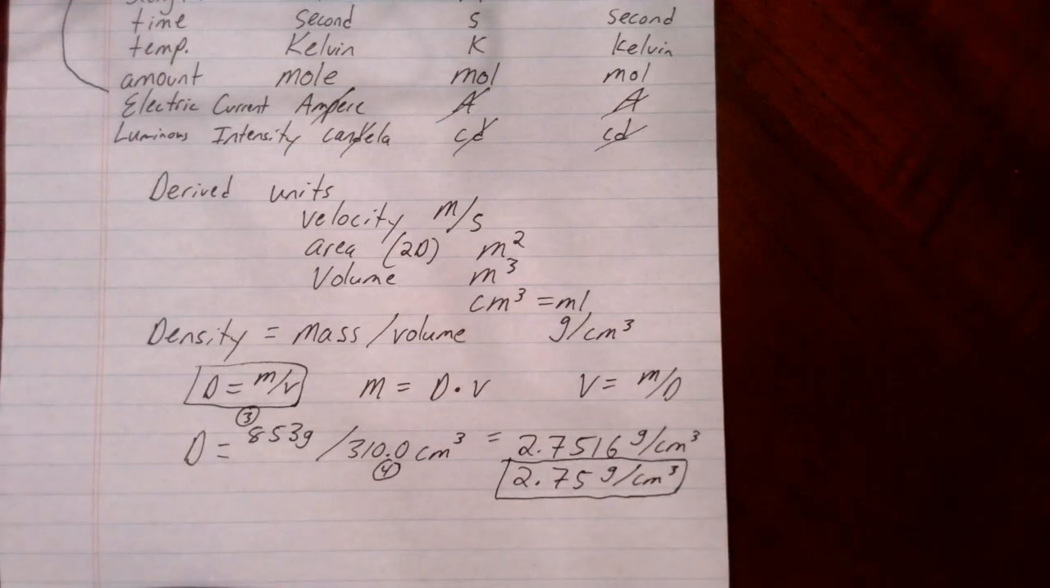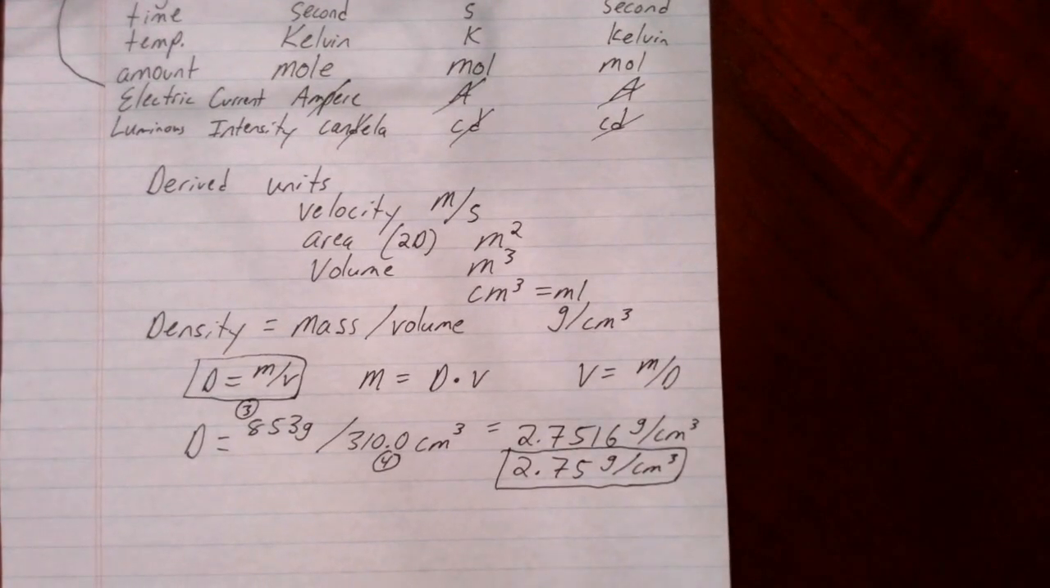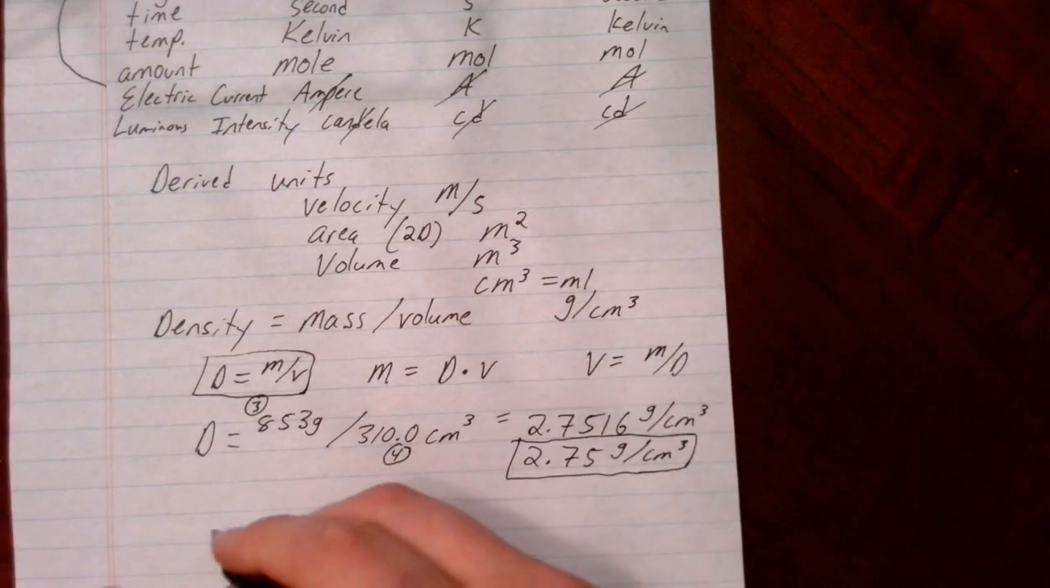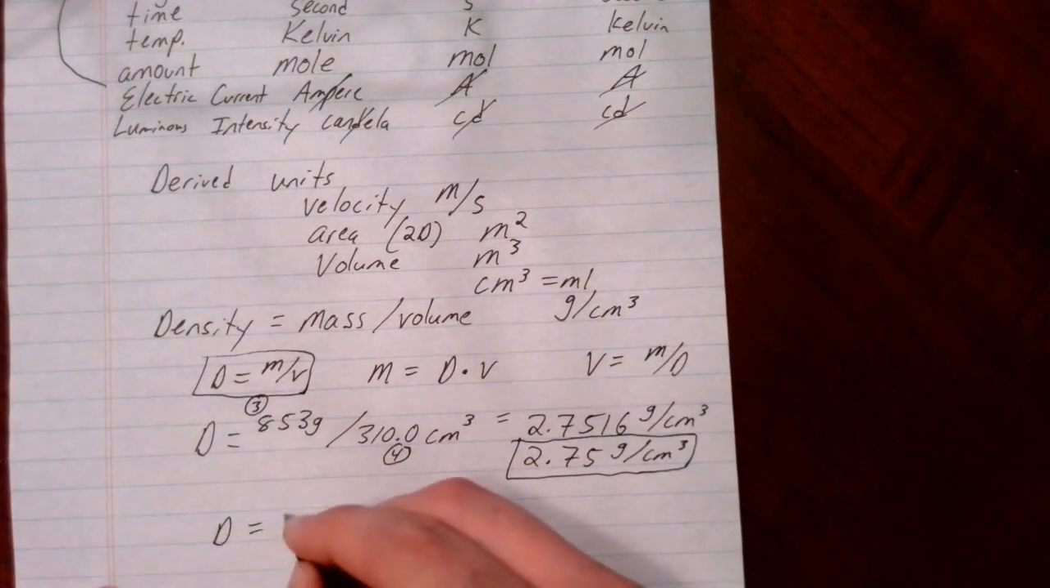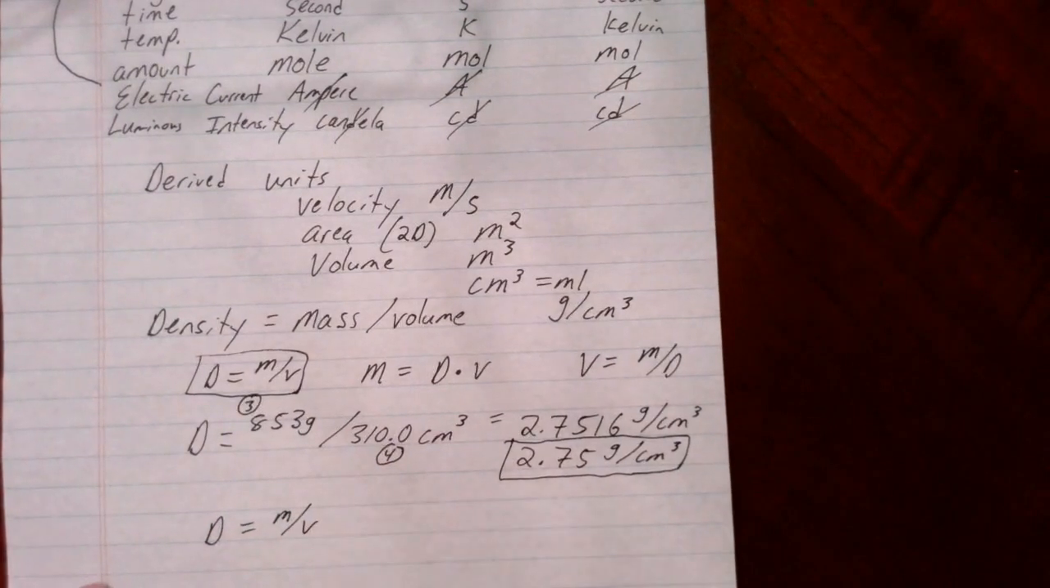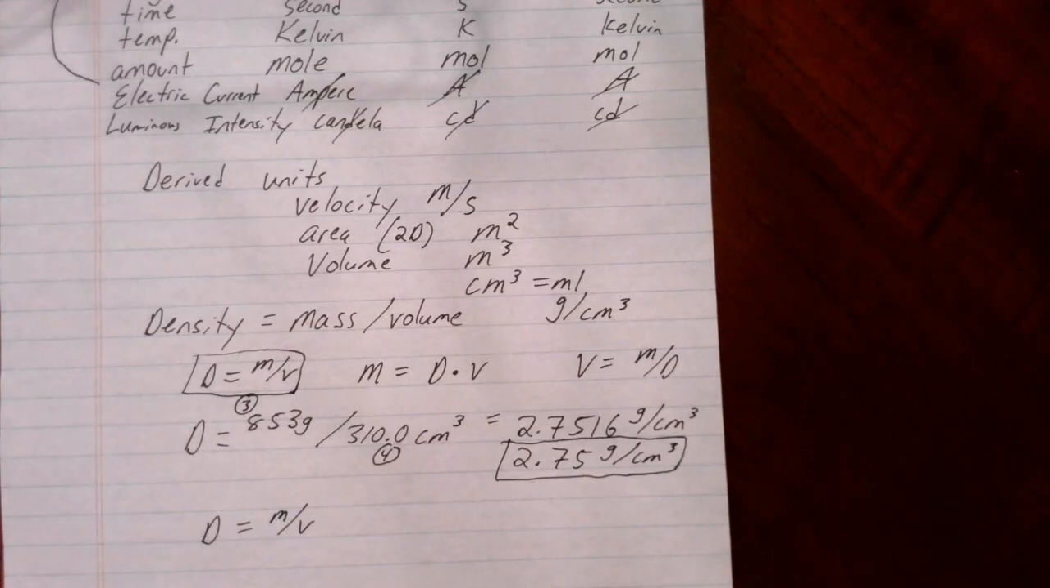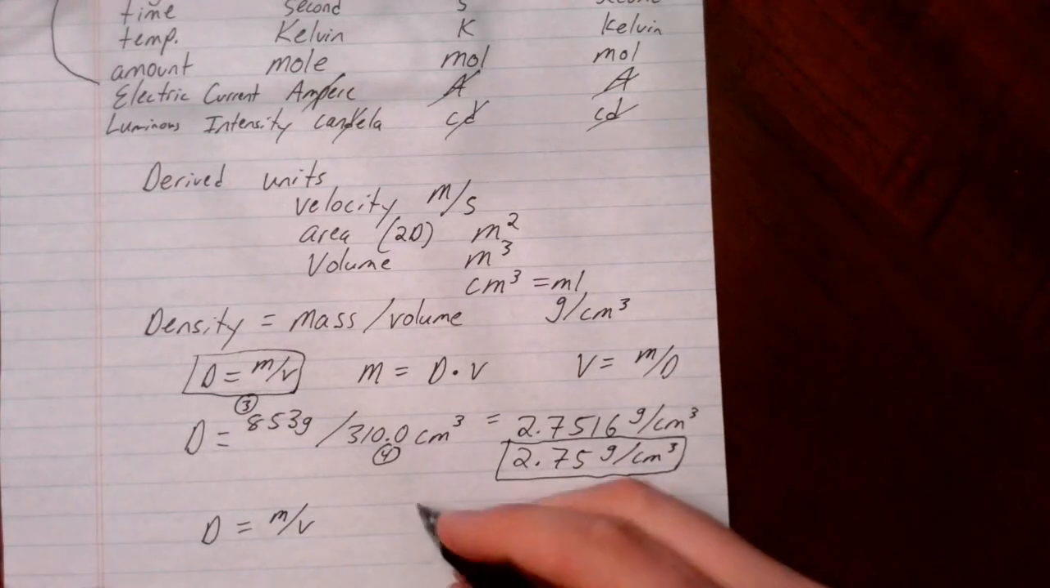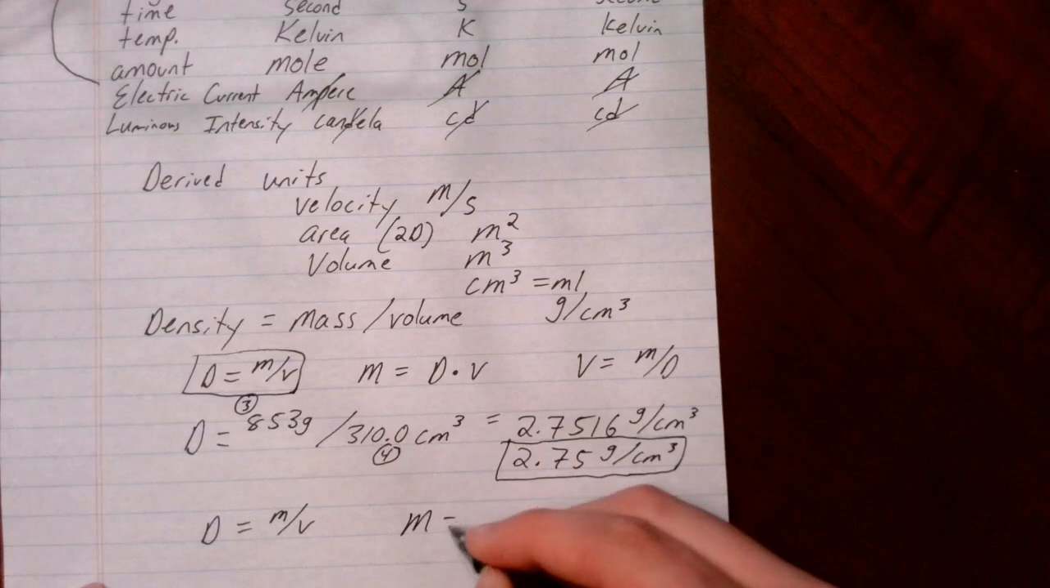So let's look at one more together. Diamond has a density of 3.26 grams per cubic centimeter. What is the mass of a diamond that has a volume of 0.351 centimeters cubed? So I start off with my density formula. Density is equal to mass divided by volume. But this problem asks for mass. So I go ahead and do my algebra and solve for mass. So mass equals density times volume. So then I can plug in pretty easily.